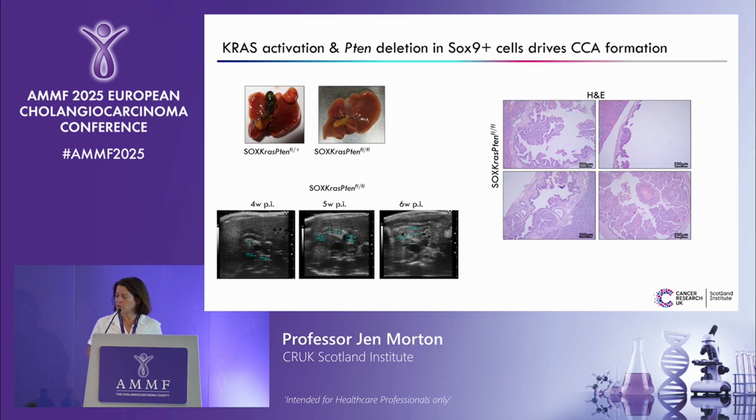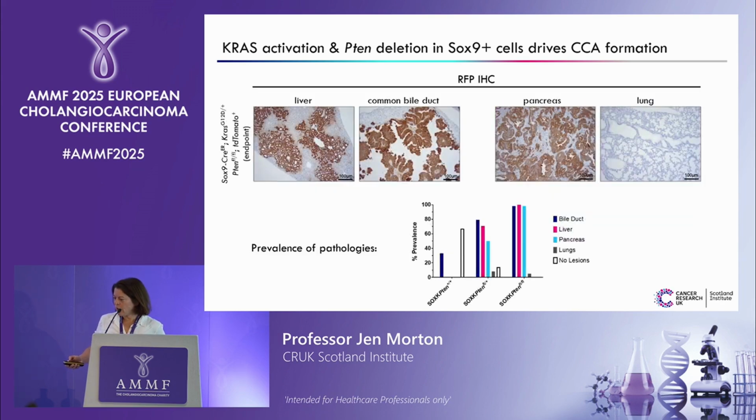And so when we follow these models up, we can see that KRAS activation and P10 loss actually drives cholangiocarcinoma formation really nicely. You can just see from the H&Es, we get nice cholangiocarcinoma. This is extrahepatic. You can follow that up with ultrasound imaging really nicely, and you can see, hopefully, the thickening of the bile duct. You can see the nicely recombined cells, both in the liver, intrahepatic, and in the bile duct, also in the pancreas, but not in the lung.